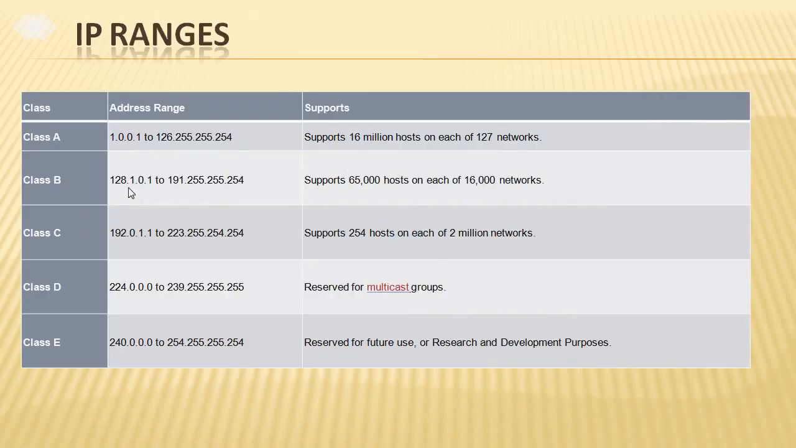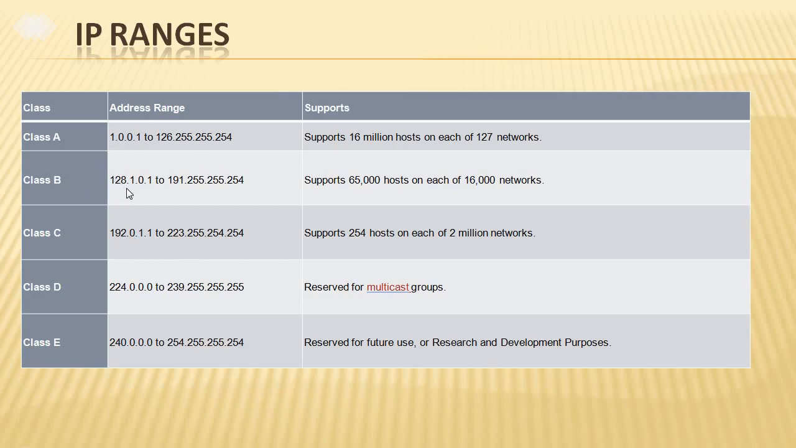So here are some ranges of our classes. 5 classes of IP addresses. Class A, address range 126 to 254, supports 16 million hosts, and contains 127 networks. Class B range is 191 to 254, which supports 65,000 hosts and 16,000 networks. Class C starts with 192. Since it is related to government, it starts with 1.